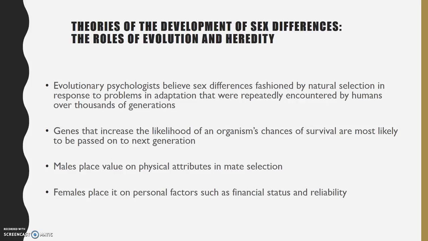All right. We do know that there are structural differences in gender differences that are found in the brain. There are gender differences found in body chemistry, like hormones. This can lead to things like males placing more value on physical attributes in mate selection. That's a stereotypical kind of idea, and also the stereotypical idea of females placing a premium on personal factors such as financial status and reliability. According to evolutionary psychologists, those are the expressions of those old hunter-gatherer, homemaker, caretaker genes expressing themselves in a modern day society.